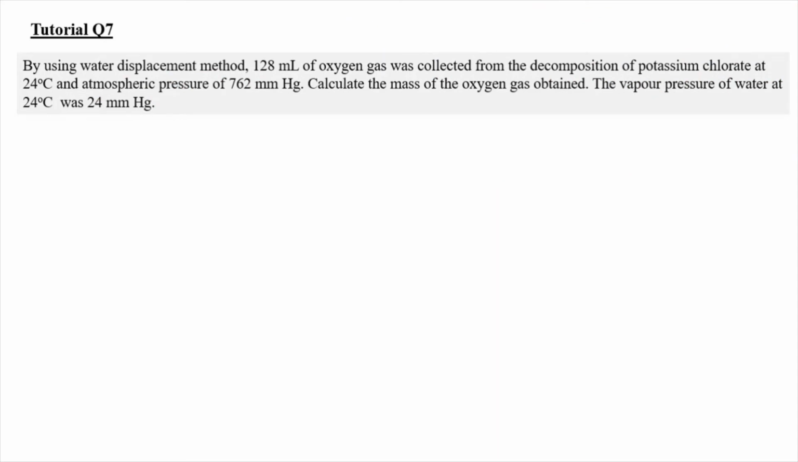For tutorial question 7, by using the water displacement method, 128 ml of oxygen gas was collected from the decomposition of the potassium chlorate, KClO3, at 24 degrees Celsius and at an atmospheric pressure of 762 millimeter mercury. We have to calculate the mass of the oxygen gas obtained. The vapor pressure of water at 24 degrees Celsius was given to be 24 millimeter mercury.